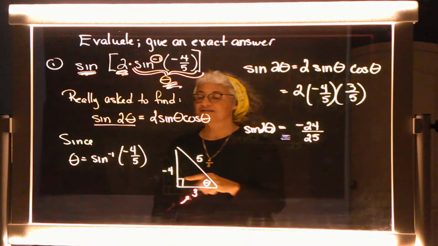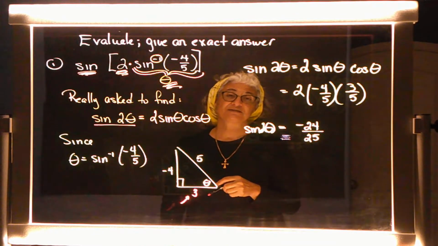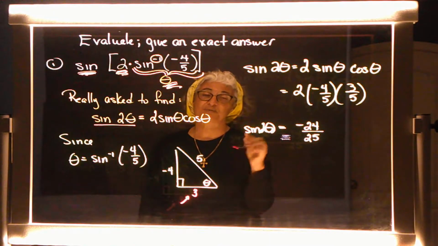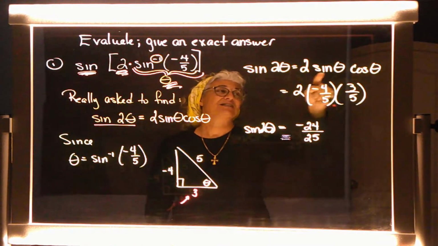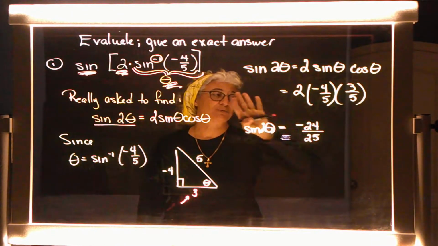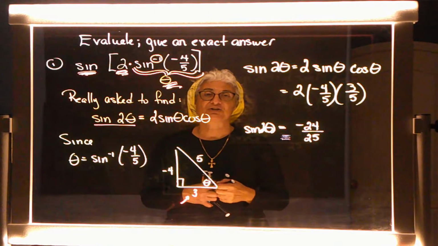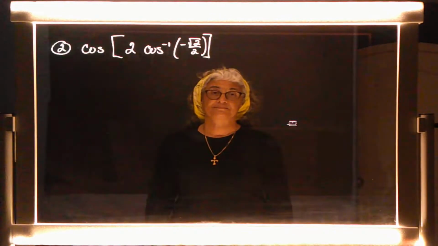And then realizing that these numbers, negative 4 and 5, were not on the two triangles or the unit circle, which means we had to draw our own triangle in order to find the sine and cosine of theta, so we could actually simplify, or I should say evaluate this problem. Good? Okay, hang in there.